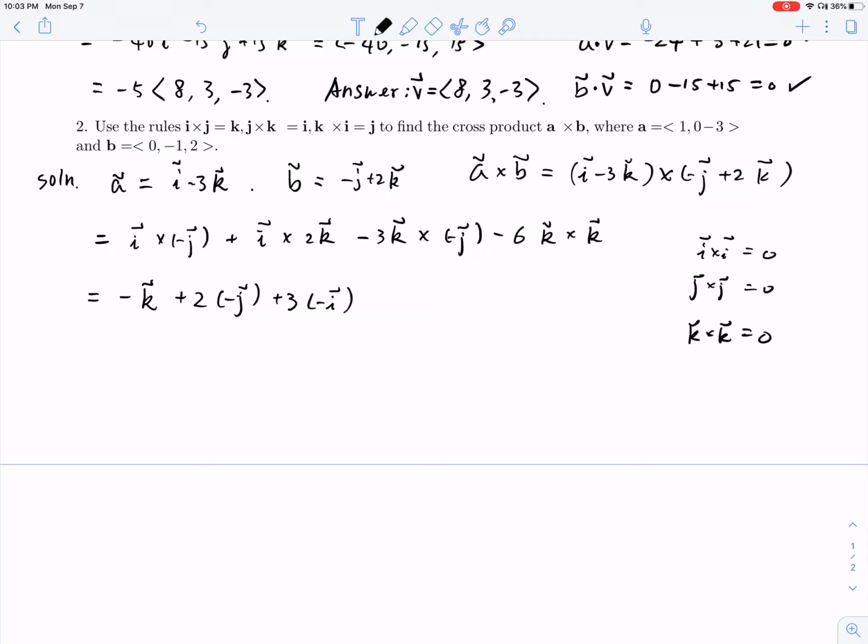So now we put them in order. So this is going to be negative 3i and negative 2j and negative k over here. So we have this cross product is negative 3, negative 2, and negative 1. Now, do we need to verify this is true using the determinant method? Probably yes, but I think we're going to save time and leave the verification to you to finish. All right, that's all.